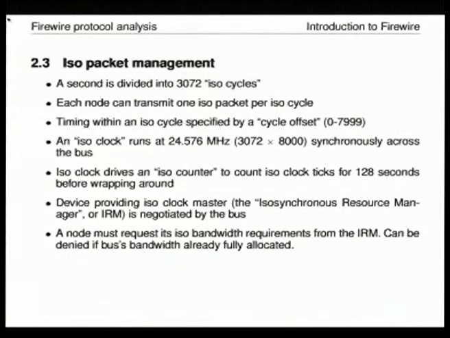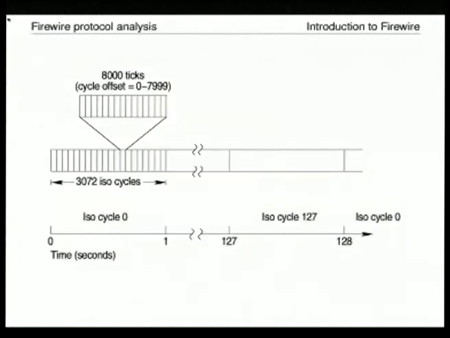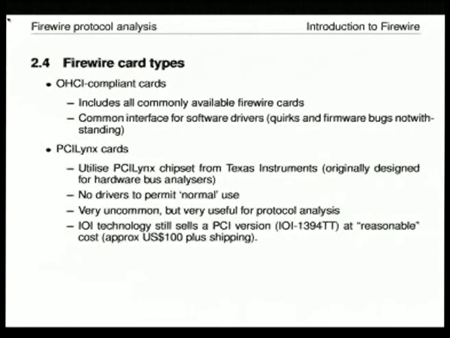There's an asynchronous clock that runs just over 24 megahertz, and that clock is synchronous across the bus, so every device has a synchronous idea of what this bus clock actually is. And the final piece of the puzzle is the so-called isochronous resource manager, the IRM. The device that becomes the IRM is part of the bus negotiation when it's setting up, and there's an election that happens. The IRM is responsible for tracking the bandwidth requests from the different devices and making sure it doesn't over-allocate bandwidth and so on and so forth. And that's just a diagram that summarises how that all works. I'll skip over that pretty quick.